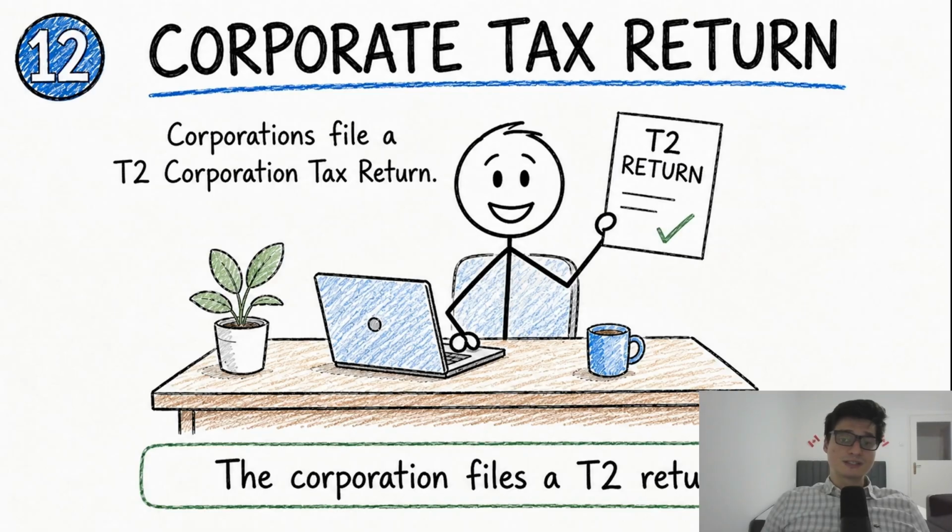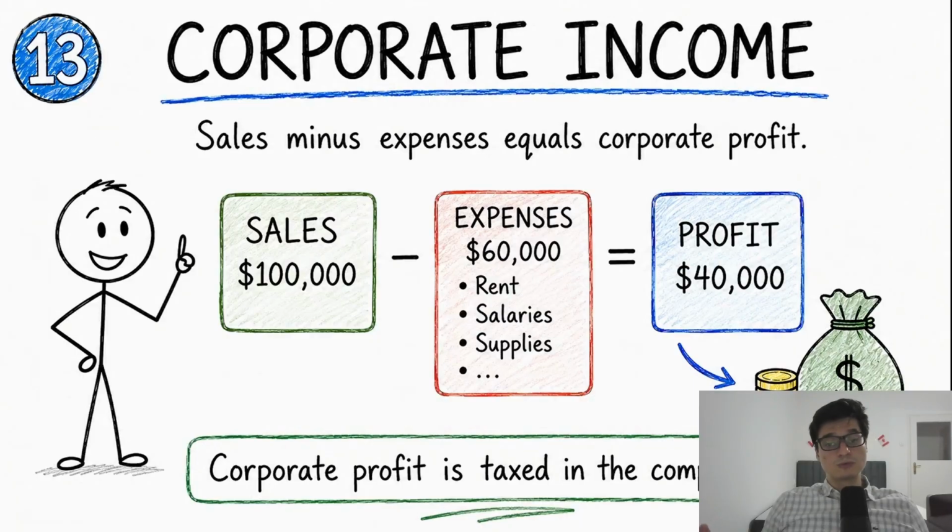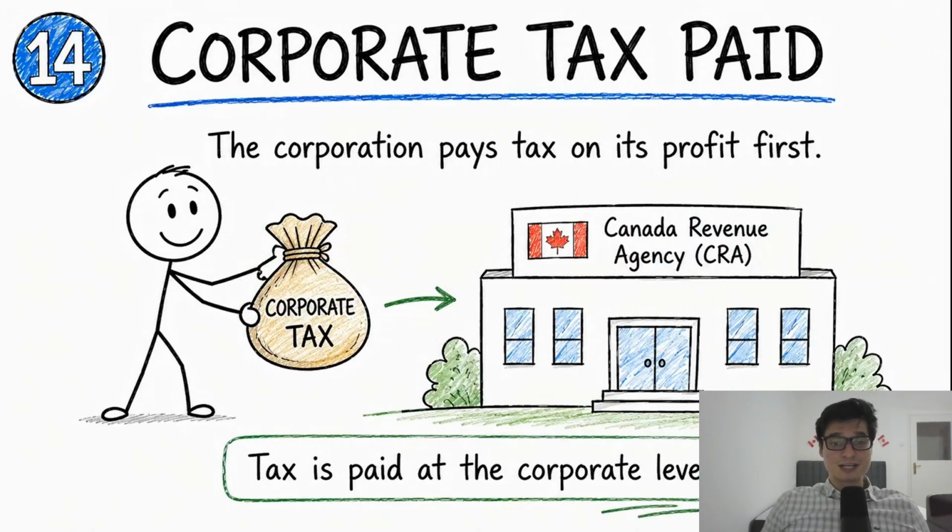Every corporation needs to file a T2 return, and it depends when. It's 6 months after your year end. For many of you, your year end will be December 31st. It's the same as your sole proprietor. You have your sales, your expenses, your profit. The only thing here, though, is on your T2, you are going to need to have your financial statements, which was not necessary for your sole proprietorship. So corporate profit is also taxed in the company. You're not going to be paying tax personally. Your corporation is going to pay the tax first.